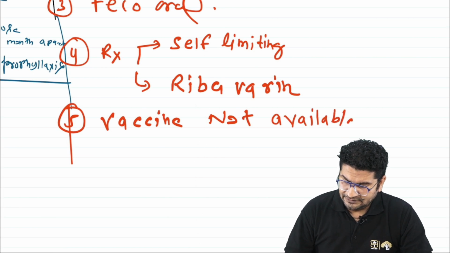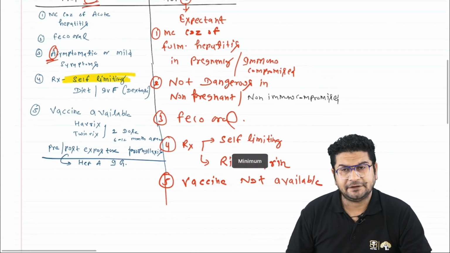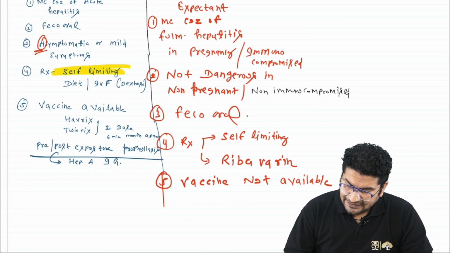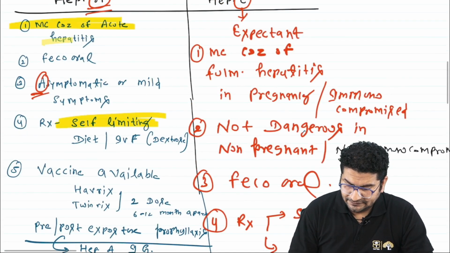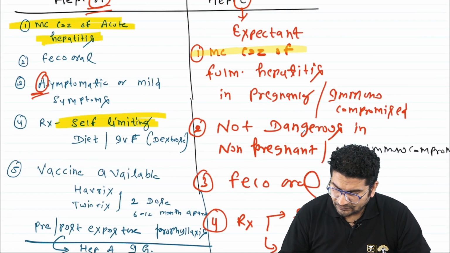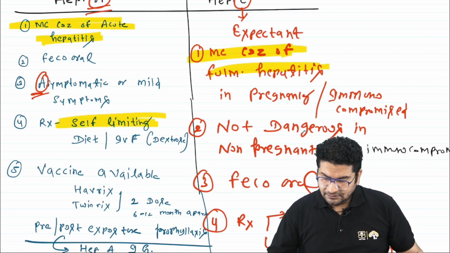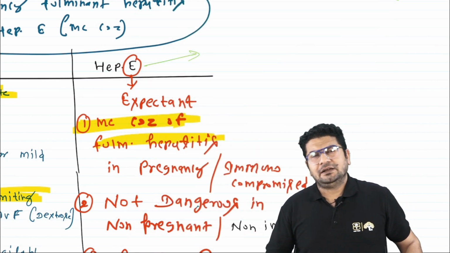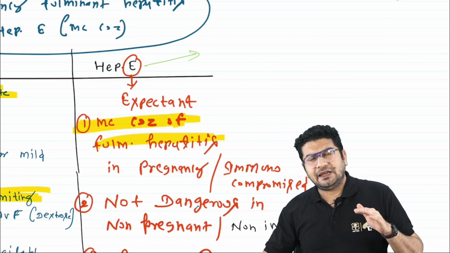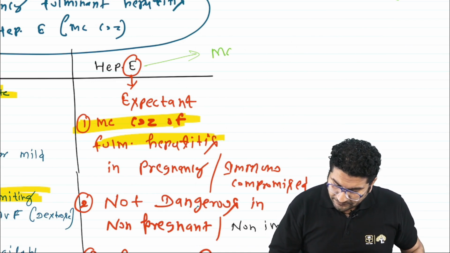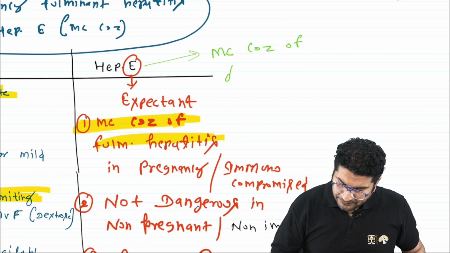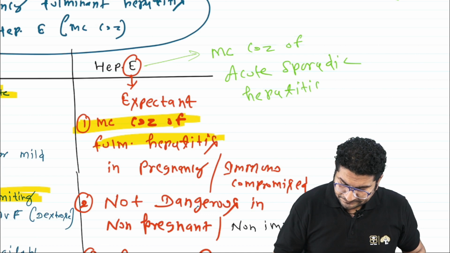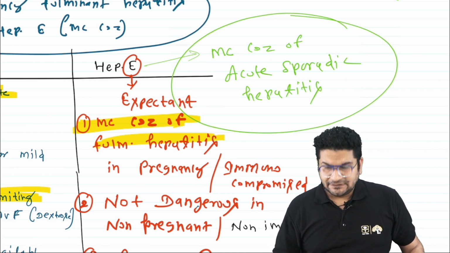This is also an MCQ they ask in exams: vaccine is not available for which virus? Hepatitis E. So see what I told you. Hepatitis A is the most common cause of acute hepatitis. Hepatitis E is the most common cause of fulminant hepatitis in pregnancy. One more thing I can add: if I ask about the maximum cases of acute sporadic hepatitis, the answer will be hepatitis E. Is it clear?